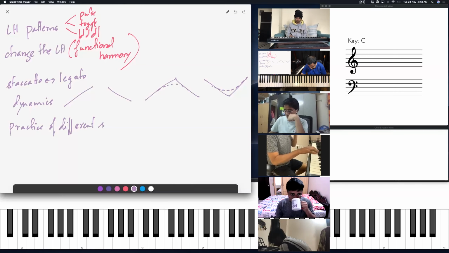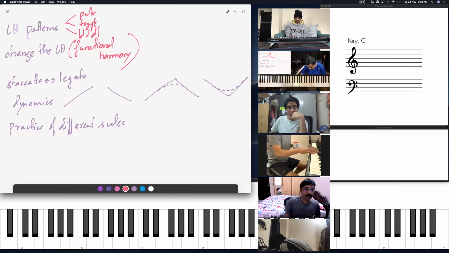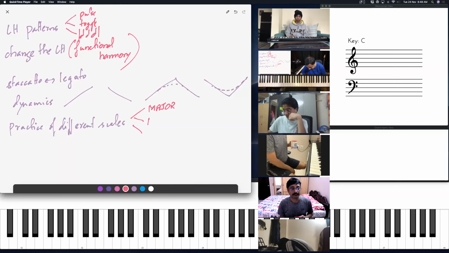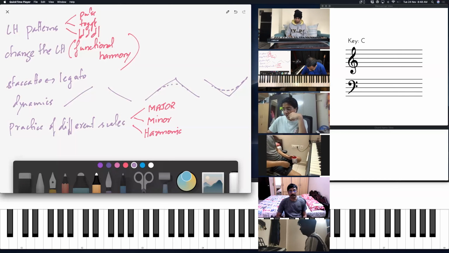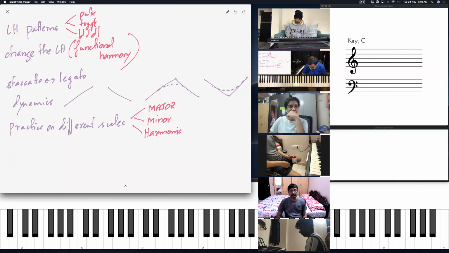Then practice on different scales. What are the scales we have been discussing so far? Major, minor, and harmonic. See, harmonic is also called a minor. I'm just writing harmonic to explain it easily. So practice on different scales. And another important fact which you have to understand is we should also practice this exercise on what? What do we call those? We call them different keys.